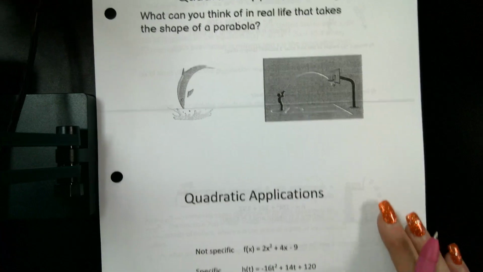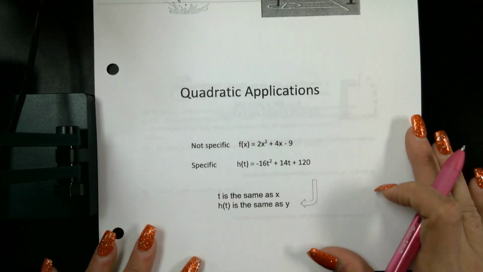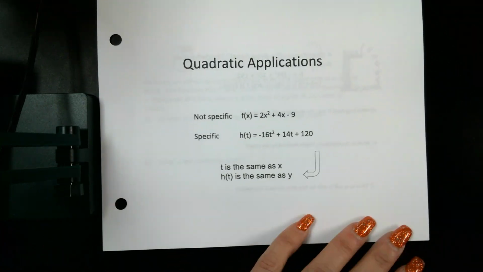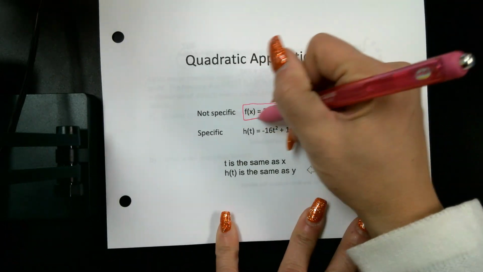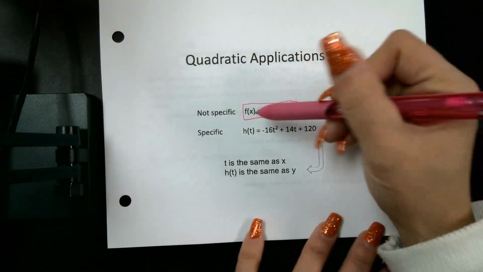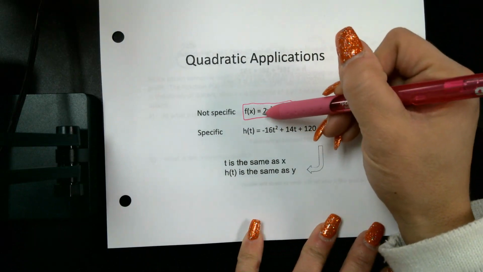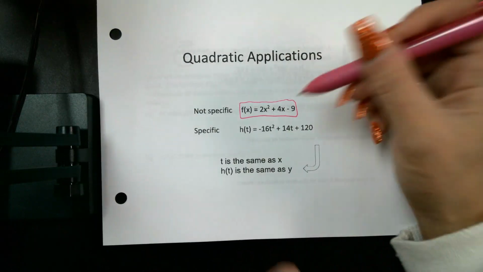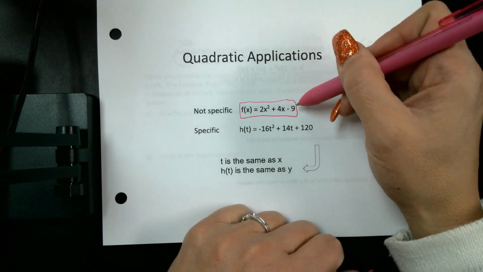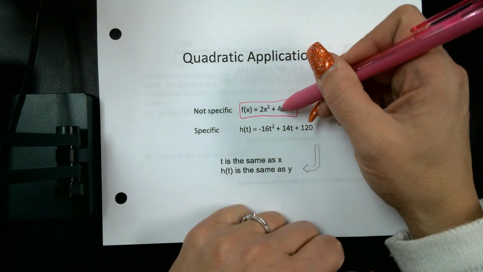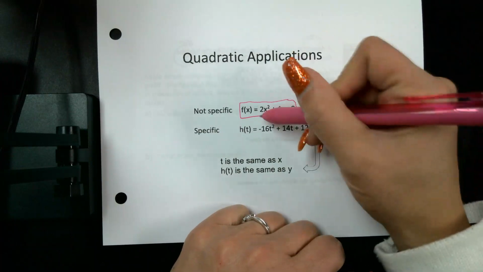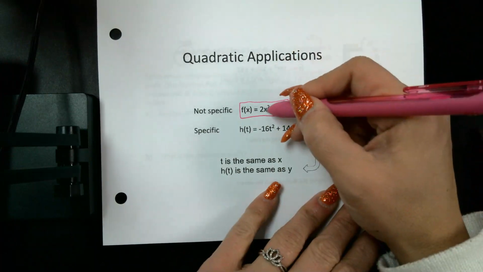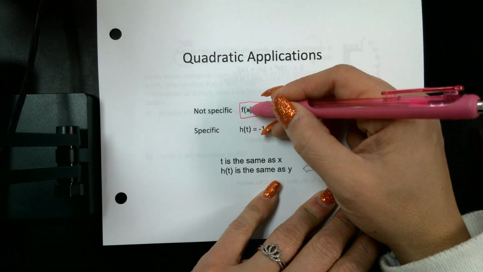And if you look down here at the bottom, they are showing you what our quadratics have been looking like. Normally this says y equals, but this is just function notation. You typically see something like 2x squared plus 4x minus 9. So you have three terms, and you have an x and a y. The x is the input, the y is the output.